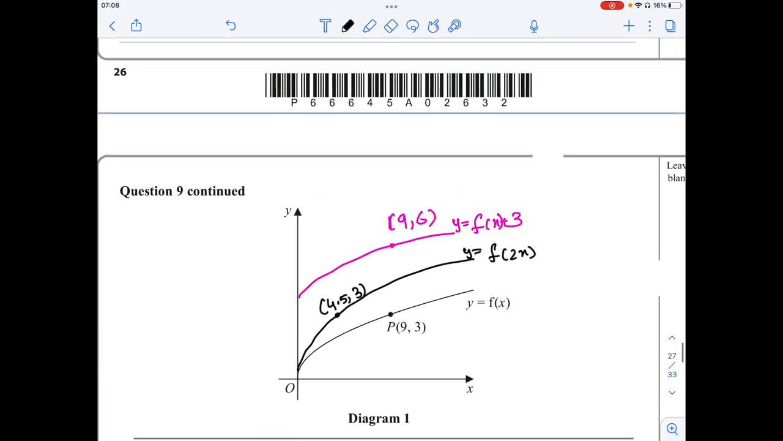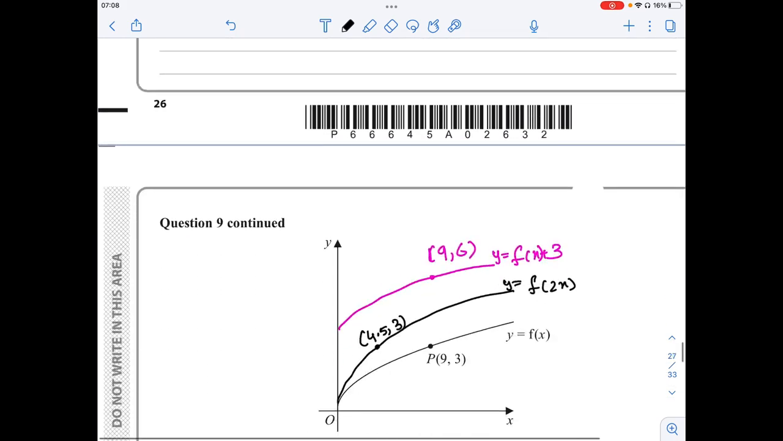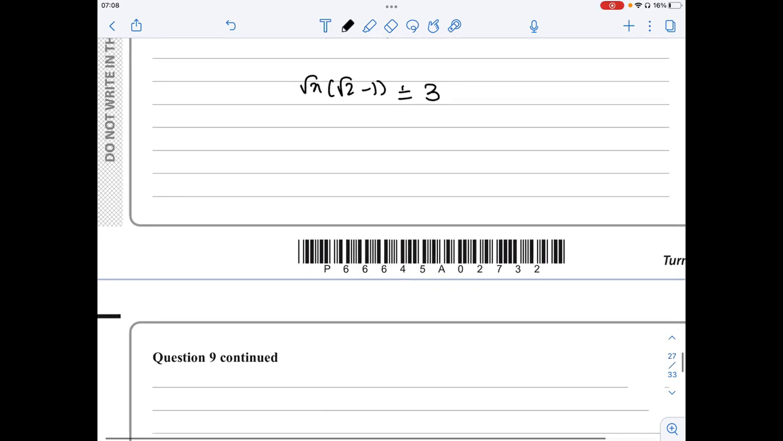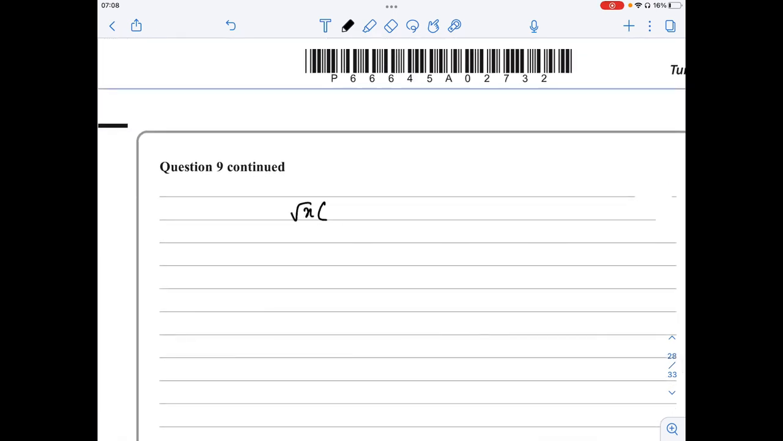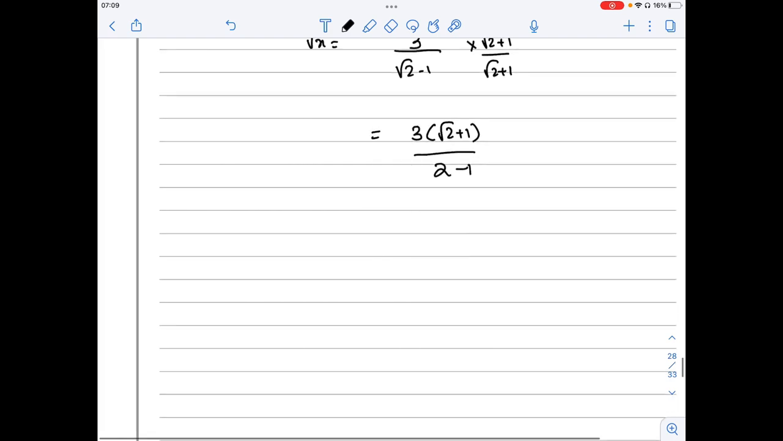That is what he is asking us to prove, that root x equals 3 times root 2 plus 1. So root x value has to be proved. Root x times root 2 minus 1 equals 3, so root x equals 3 upon root 2 minus 1. Do the rationalization, multiplying by root 2 plus 1 upon root 2 plus 1. It becomes 3 times root 2 plus 1 divided by 2 minus 1, and 2 minus 1 is 1. So root x equals 3 times root 2 plus 1. This is root x.